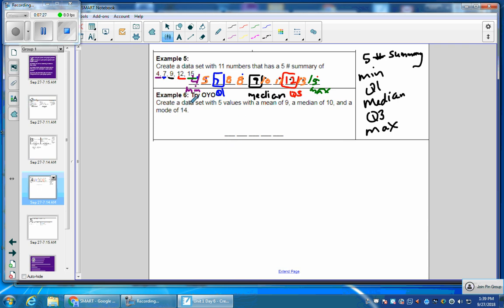So why don't you try the next one on your own and just see what you can place down. If all you can place is the median, go ahead and do that. If all you can place is the mode, go ahead and do that. And if you don't know where to start, then at least start labeling. This would be our min. This would be our max.